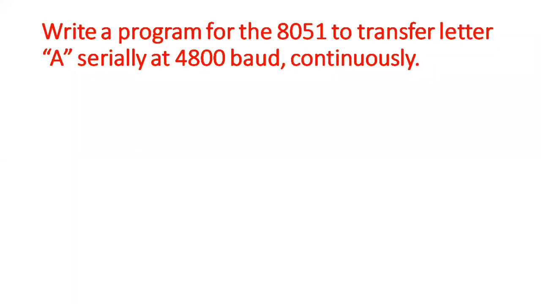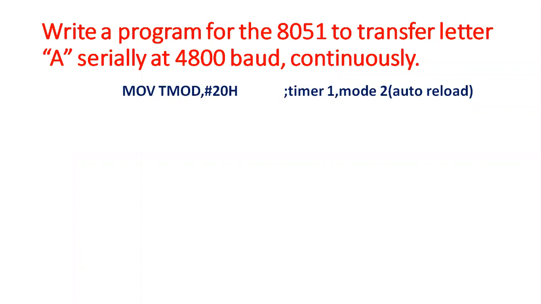Write a program for the 8051 to transfer the letter A serially at 4800 baud rate continuously. What is the first step? Move the TMOD value. So MOV TMOD, #20H. This 20H is used for timer 1 and mode 2. If you want to use timer 1 and mode 1 also, you can use it. That's according to your wish.